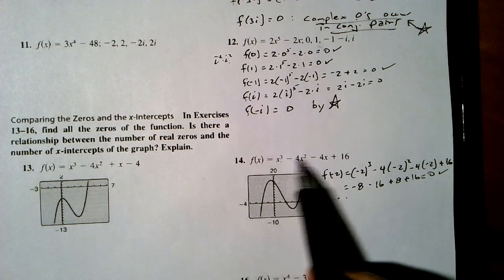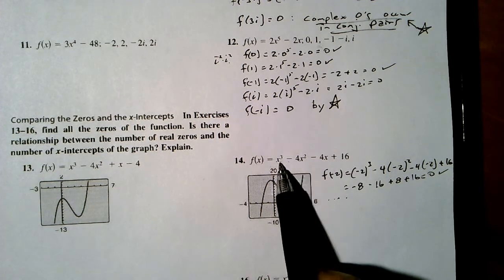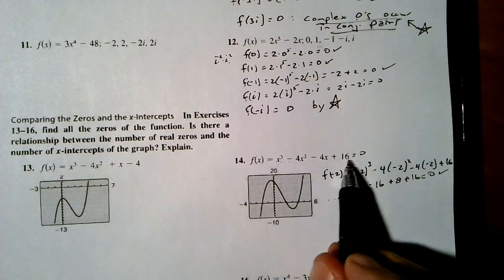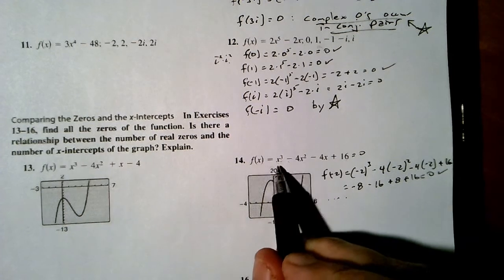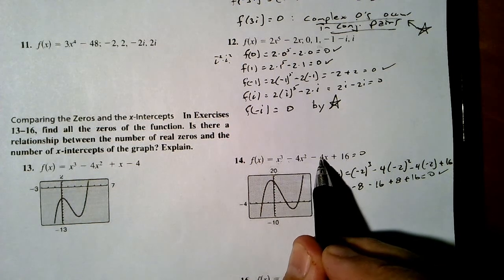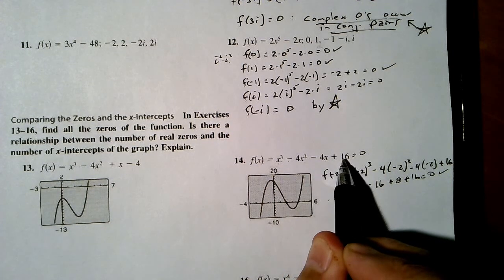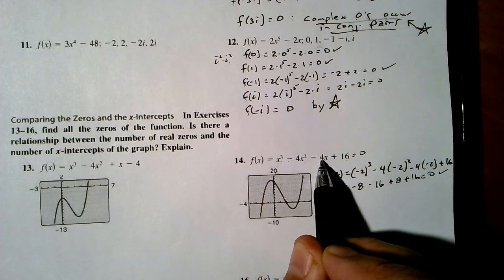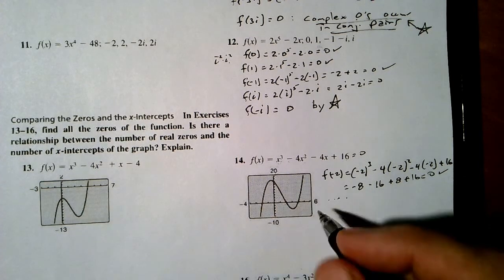But I could also try to factor this thing. Do I set it equal to 0 and factor? Does it factor by grouping? Here's a big hint. Check this ratio. 1 is to -4 as -4 is to 16. And that is true. 1 on -4 is the same as -4 on 16. This will factor by grouping.